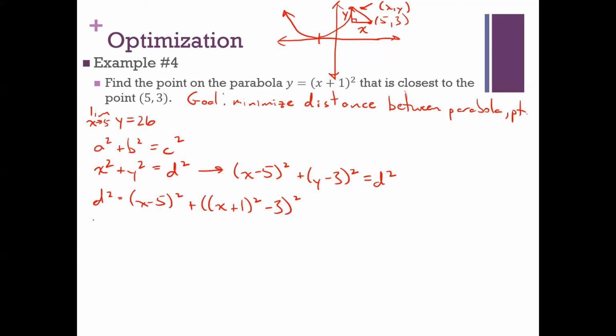X. Right. And this time I have a little bit of an implicit differentiation situation going on. What's the derivative of the left-hand side going to be with respect to x? That's 2d dx.